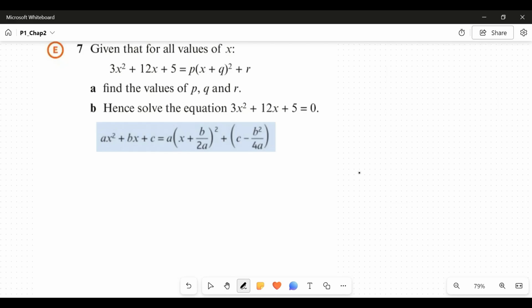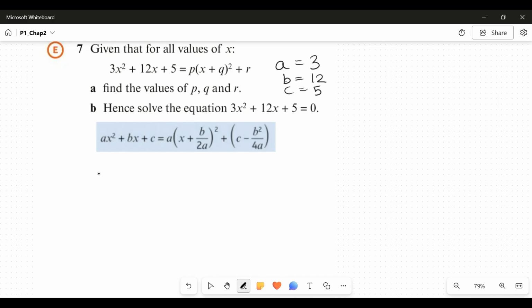Here we have another question on completing the square. So we're asked to write this expression as that. Whenever they ask for an expression written as that, we should use the completing the square formula. And because this is in the form of ax squared plus bx plus c, we can directly apply this formula. The value of a here is 3, the value of b is 12, and the value of c is 5.